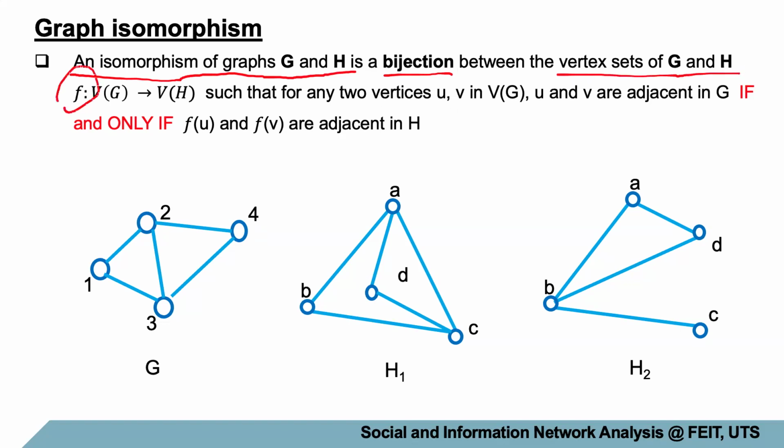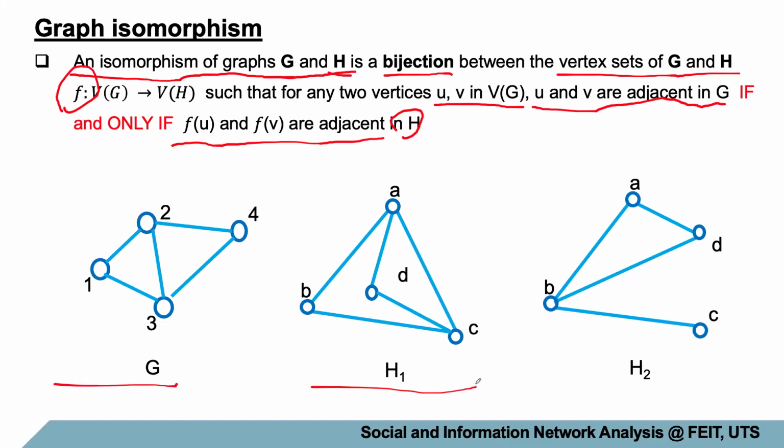This bijection F is such that for any vertices U and V in V(G), if U and V are neighbors in G, then F(U) and F(V) are also neighbors in H. That means if two graphs are isomorphic, they have a one-to-one correspondence between the vertices and also the edges. For example, here for this graph G and graph H1, you can see if you can find this kind of bijection between them.